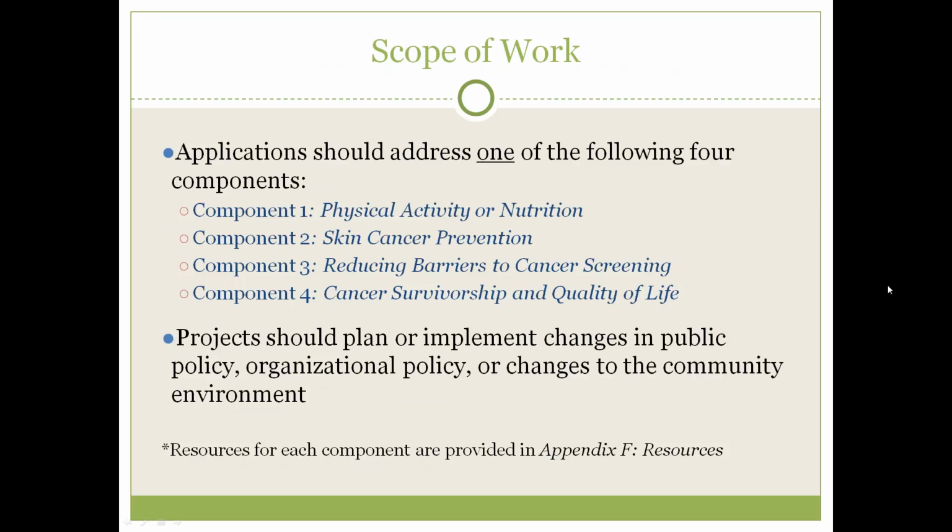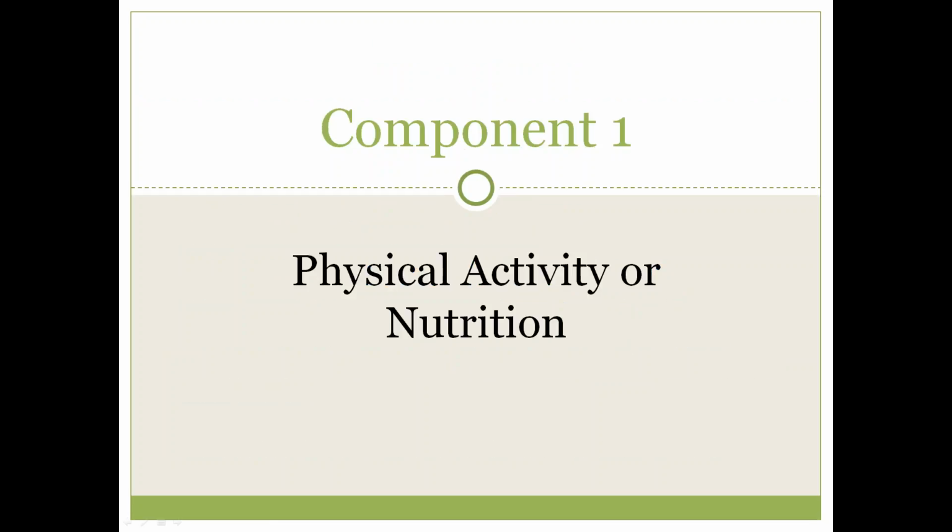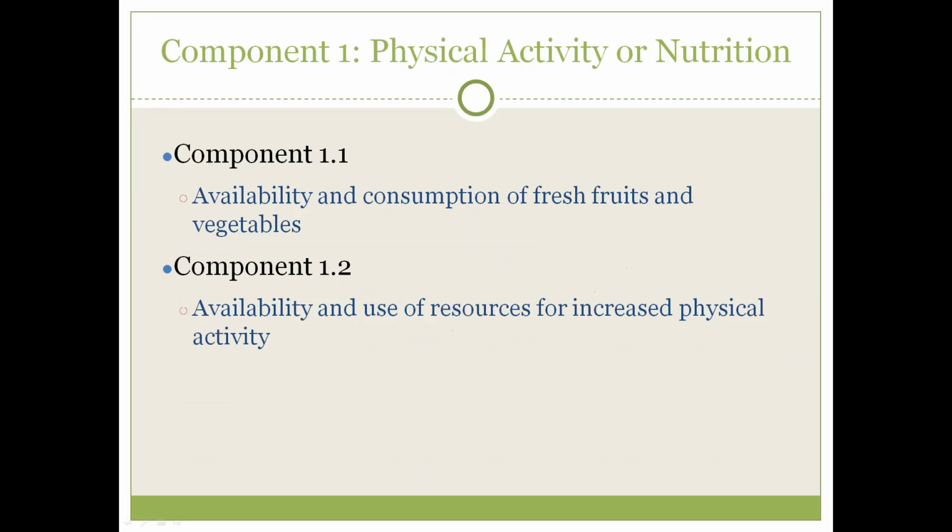Projects that you are proposing should plan or implement changes to either public policy, organizational policy, or changes to the community environment. So we're going to start by going over Component 1, physical activity or nutrition projects. Within physical activity or nutrition, you only need to focus on either physical activity or nutrition. Component 1.1 is the availability and consumption of fresh fruits and vegetables. Component 1.2 is for physical activity, the availability and use of resources for increased physical activity.